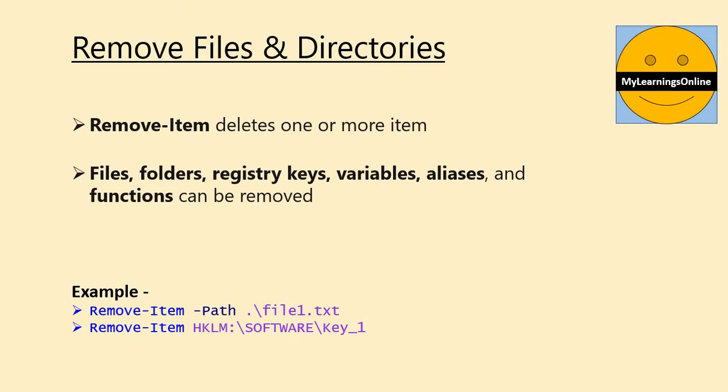Remove-Item command is used to delete one or more items. When we say items can be removed, these items could be files, folders, registry keys, variables, aliases, or functions. In the example, in the first command, we are trying to remove a file from a location specified under the path parameter. In the second command, we are trying to remove a registry key.